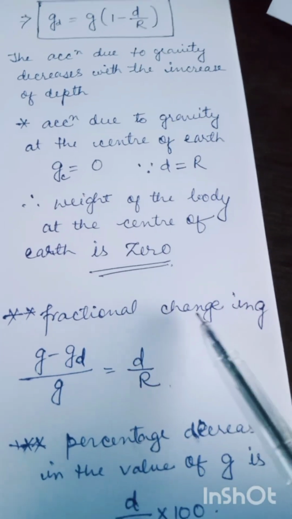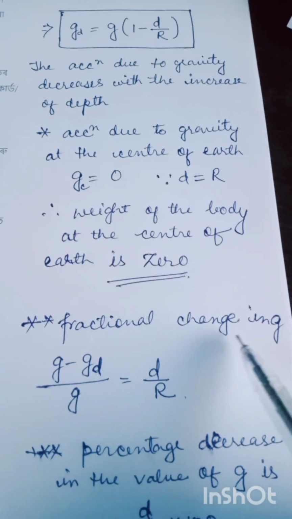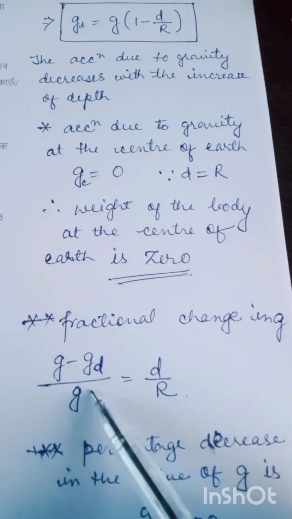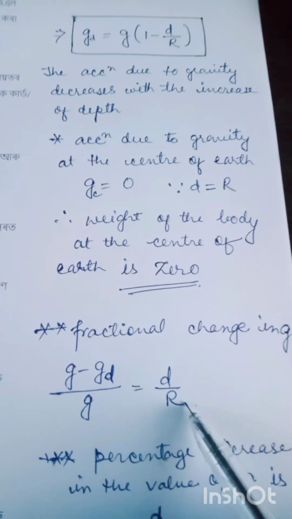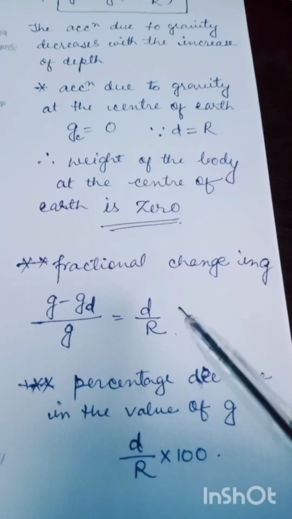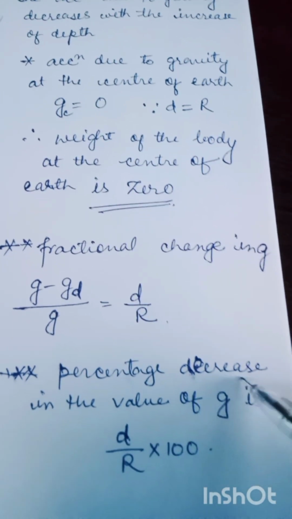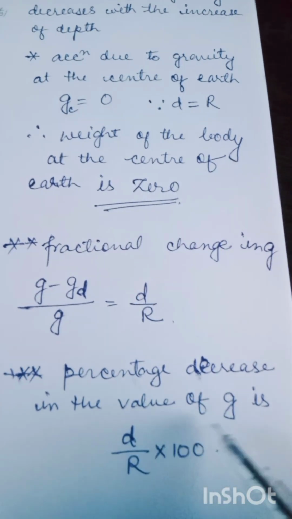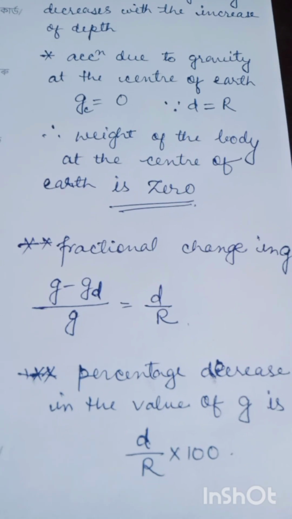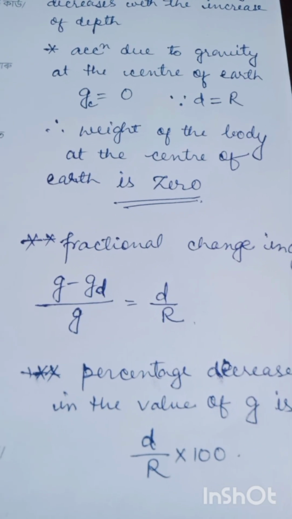So the fractional change in g, or fractional change in acceleration due to gravity, can be written as the ratio depth by radius of the earth, d by r. Similarly, when we multiply this value by 100, we get the percentage decrease in the value of g. This is d by r multiplied by 100.